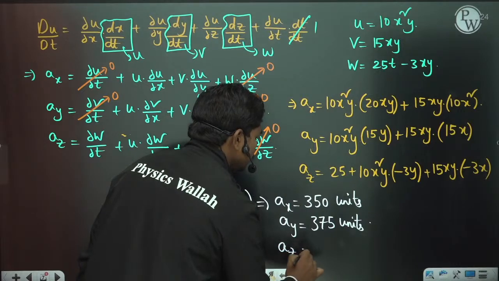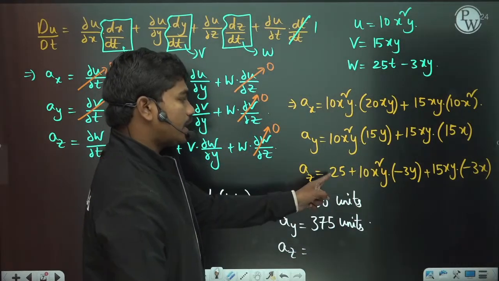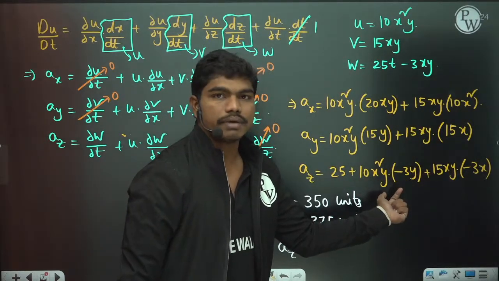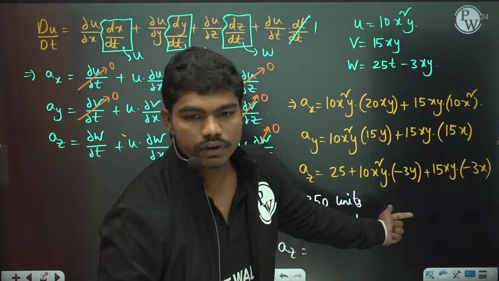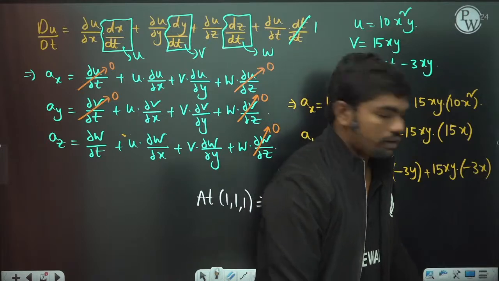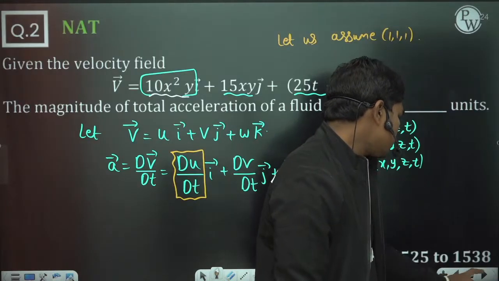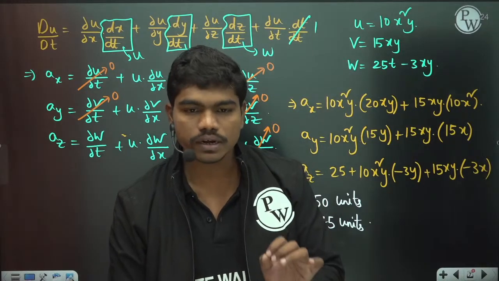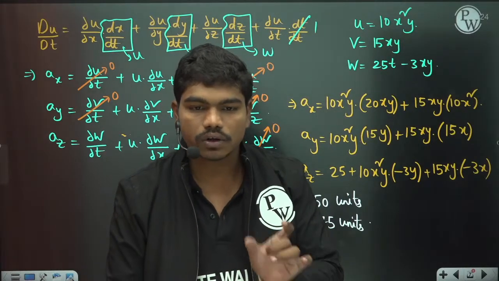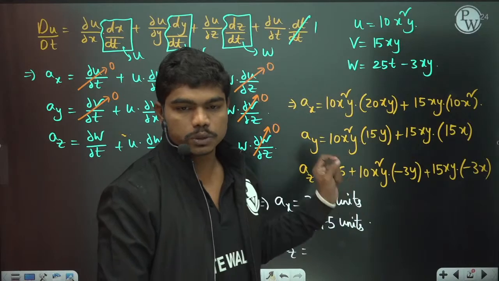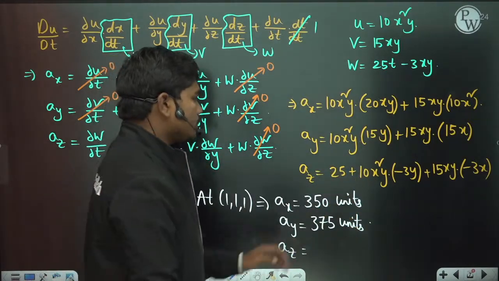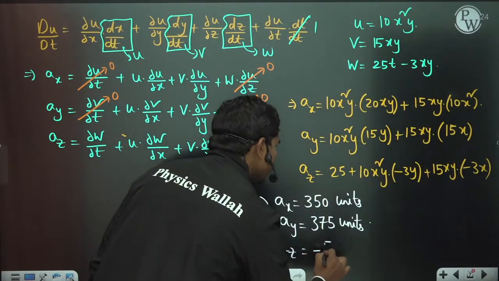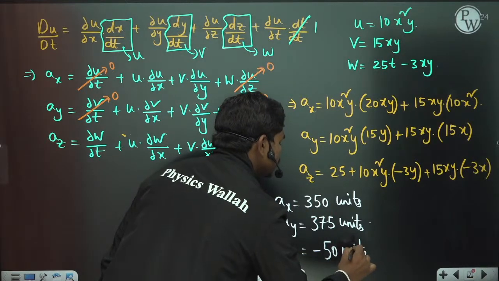Next, az is how much? If you put x equal to 1, y equal to 1, z equal to 1, this is minus 30 and this is minus 45. So total minus 45 minus 30, minus 75. Correct? Abhimanyu, do you mean x equal to 1, y equal to 2 and z is equal to 3? Is that the coordinates you mean? Fine. Anyhow, if you substitute 1, 2, 3, you could get some different answer. At z equal to 1, this is minus 30, minus 45, minus 75, plus 25. So minus 50 units. So these are the acceleration components.